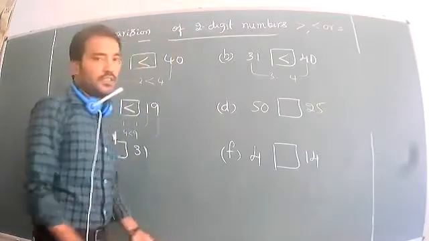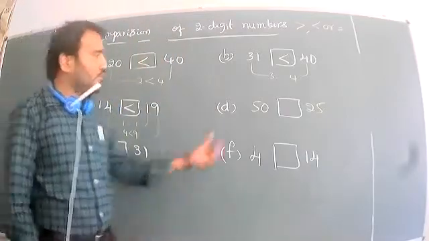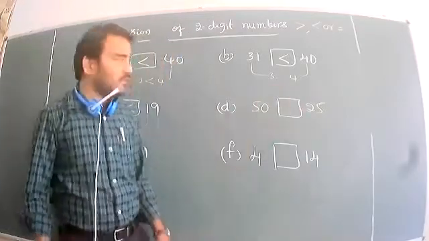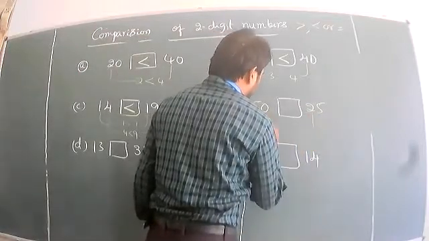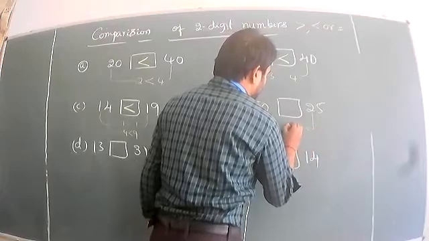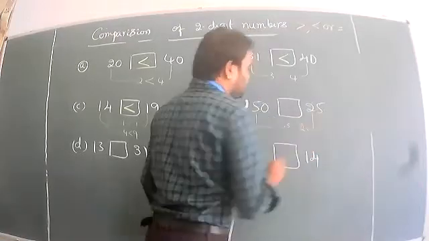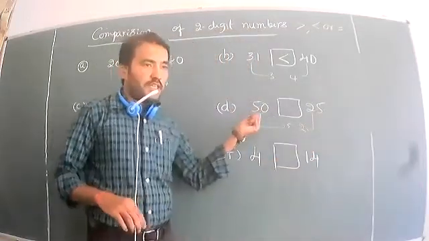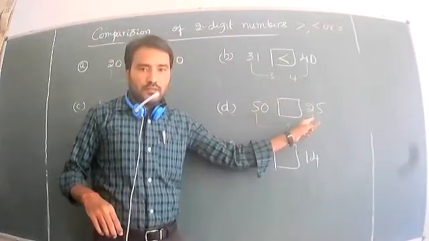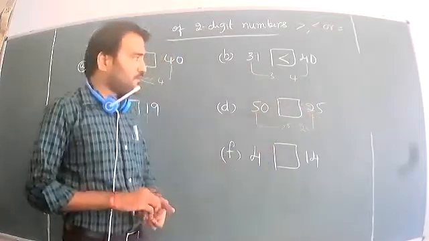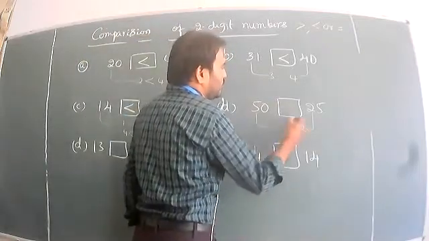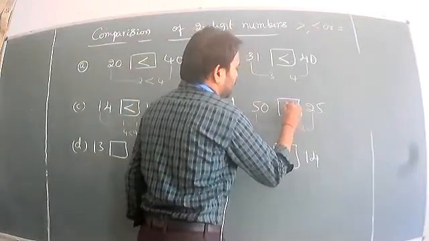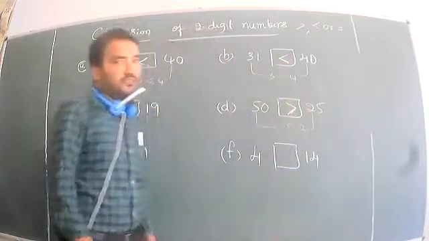So now check 25 and 50. Which one is greater? Check the first digit of both the numbers. First digit is 5, here 2. Which one is greater? 5 is the greater, 2 is the smaller. So we can write it, 2 is the smaller, 50 is greater.